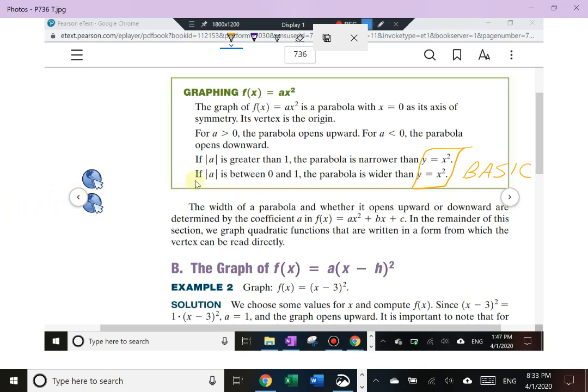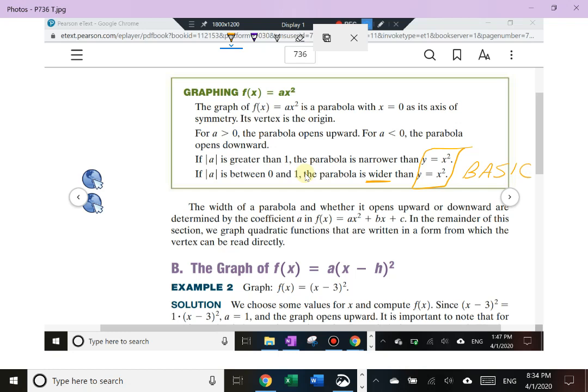Now, if the number, ignoring the sign, is a fraction between 0 and 1, or a decimal, or any kind of number between 0 and 1, then the effect is to cause the basic parabola to be wider than the basic parabola. The new parabola will be wider than the basic. And that concludes the effect of a in front of x squared.